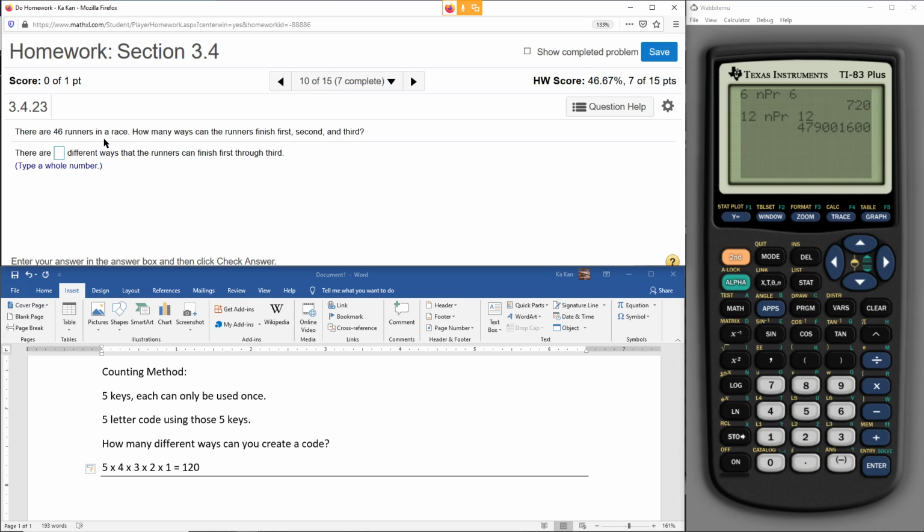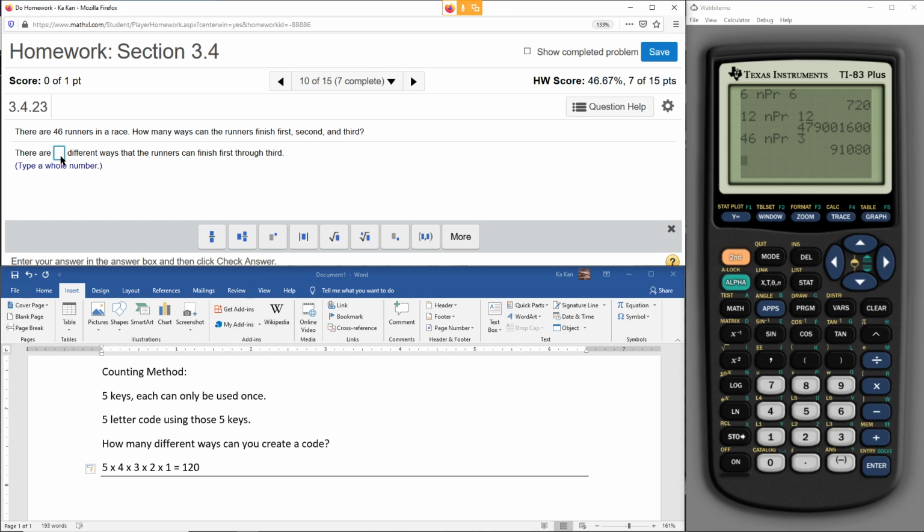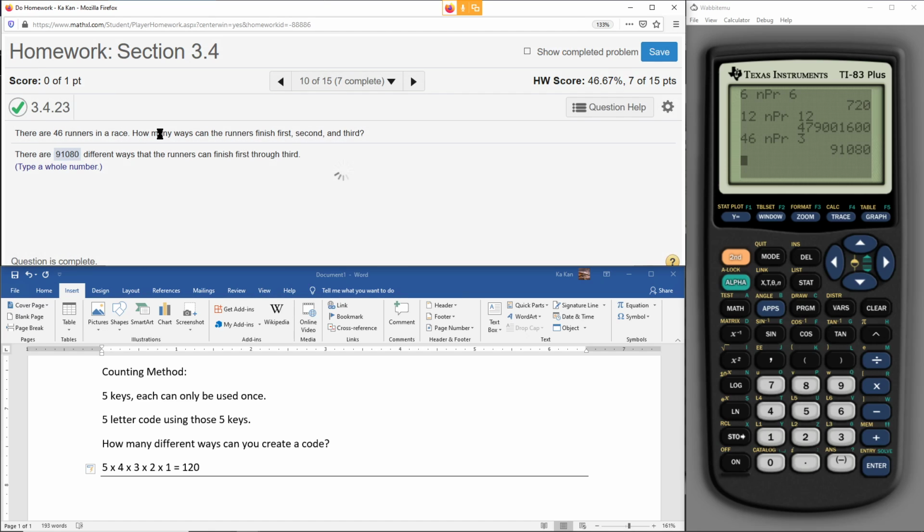There are 46 runners in a race. How many ways can they finish first, second, and third? So there'll be 46P3, and it's a permutation again, the order matters. And there are 3 choices: first, second, and third. So there are 91,080 ways. Not too much.